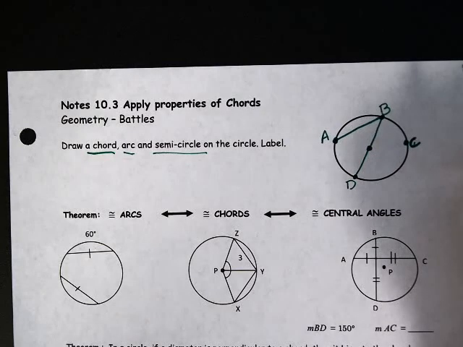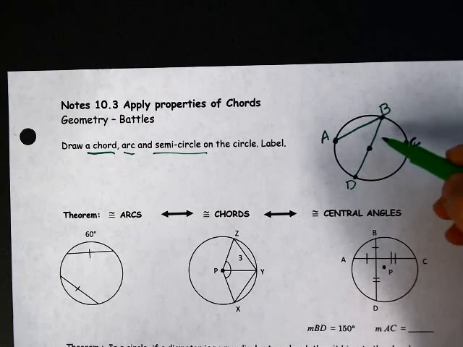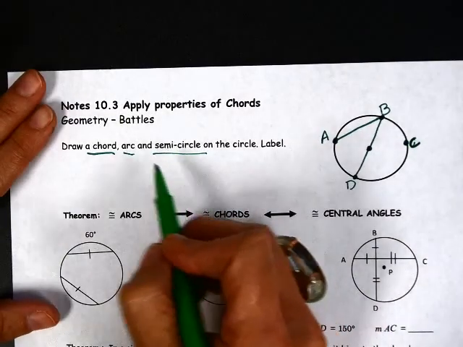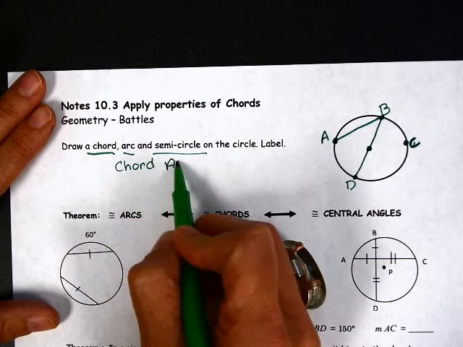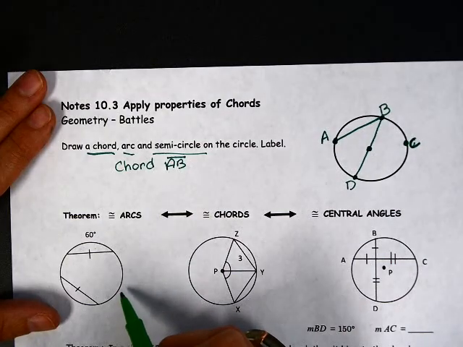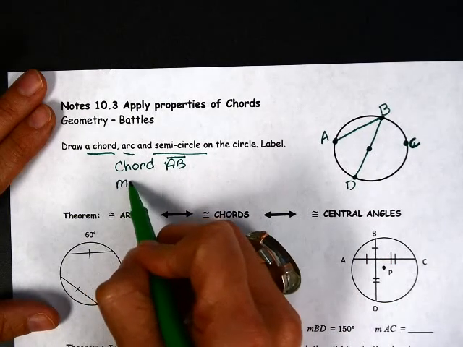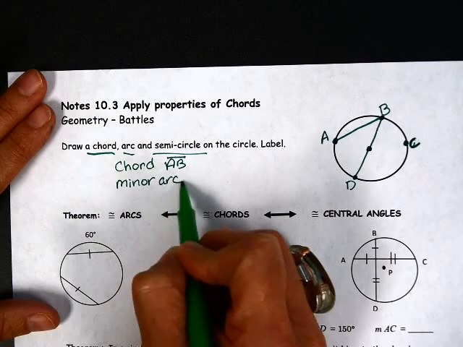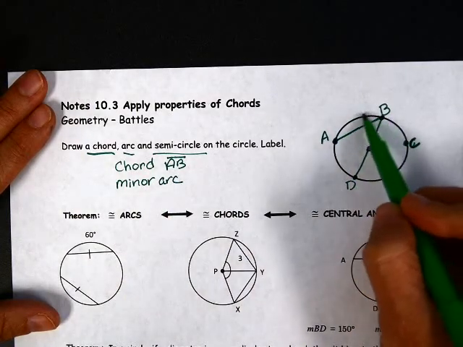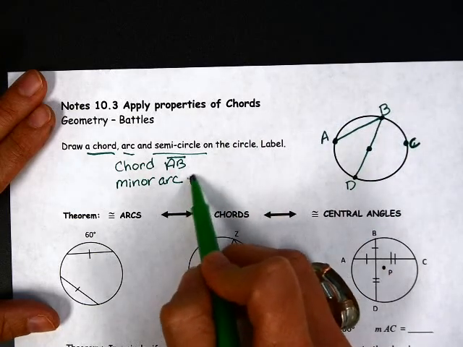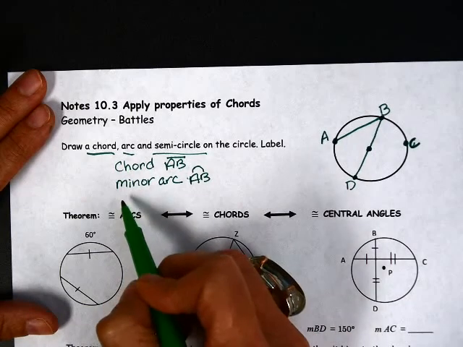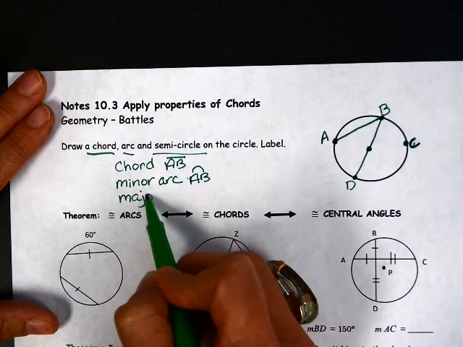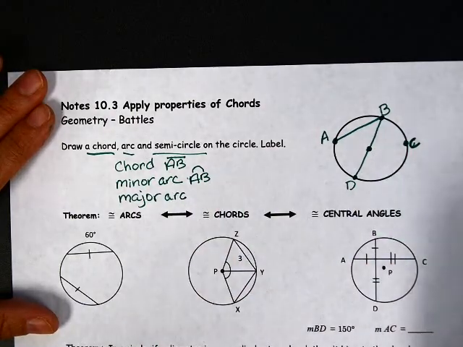Okay. Now, if we're going to name an arc, there's three different kinds: minor, major, and semicircle. So we started off with a chord, and we call our chord AB with a segment on top. We've got a minor arc, several. We'll name this one right here, minor arc AB. Remember, a minor arc has to be less than 180 degrees, less than half a circle. A major arc is over 180 degrees, over half a circle.